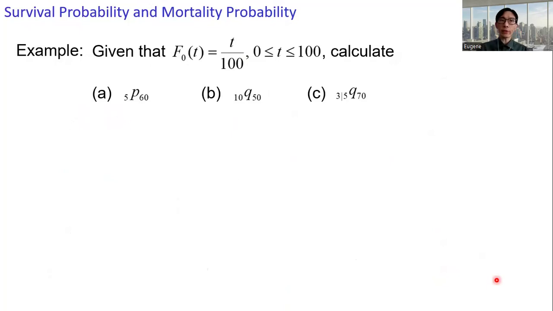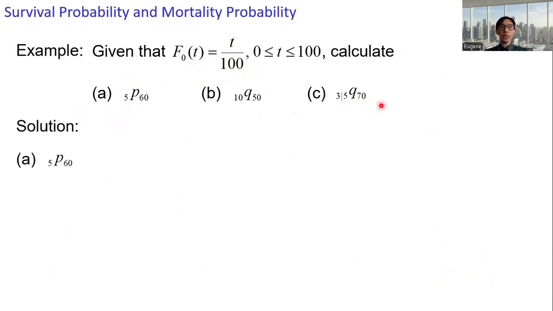Let's take a look at a series of examples. Okay, in this example, given that F0 of t equals t over 100, we would like to calculate the following probabilities: 5p60, 10q50, and 3 bar 5 q70.